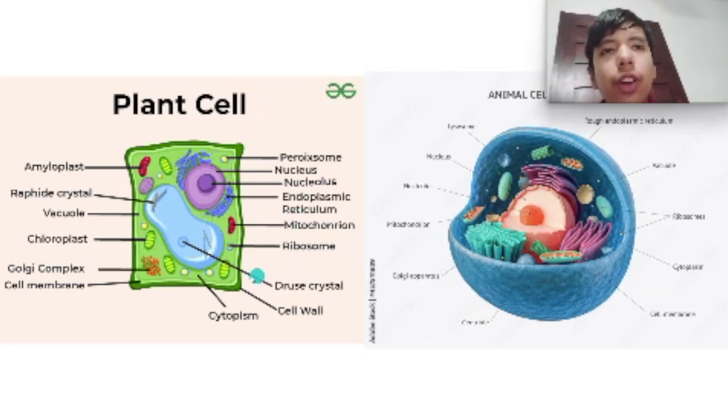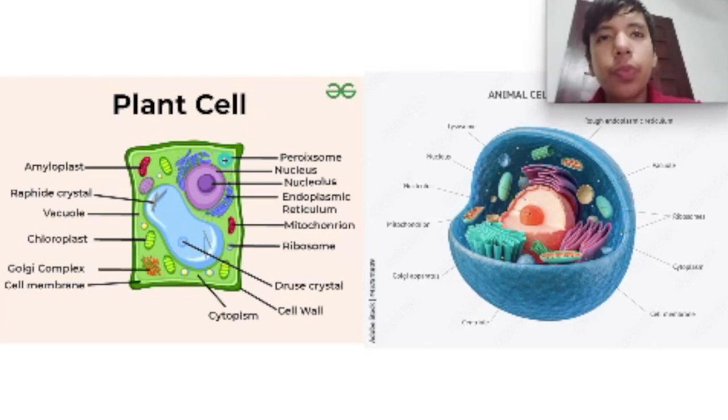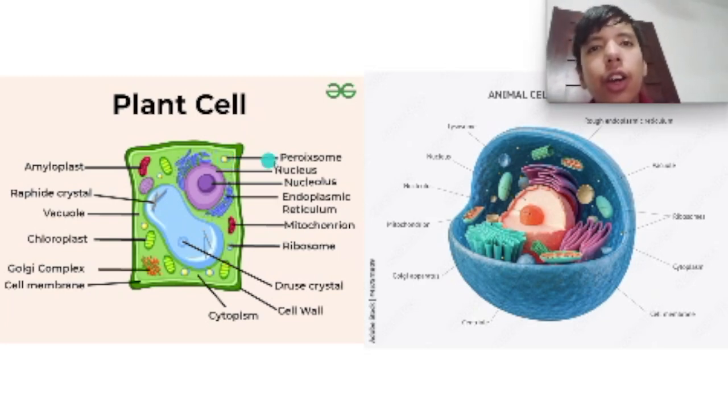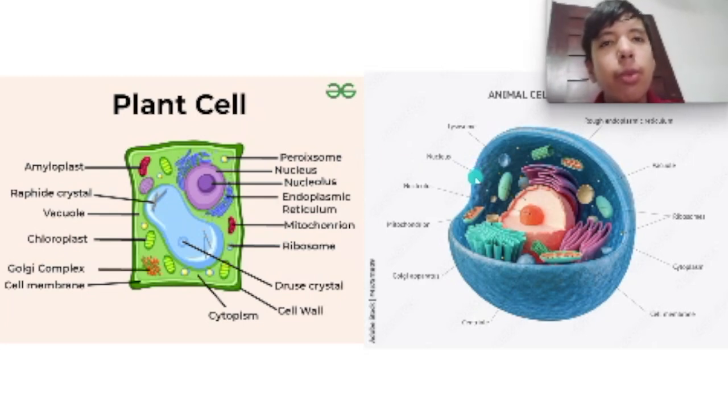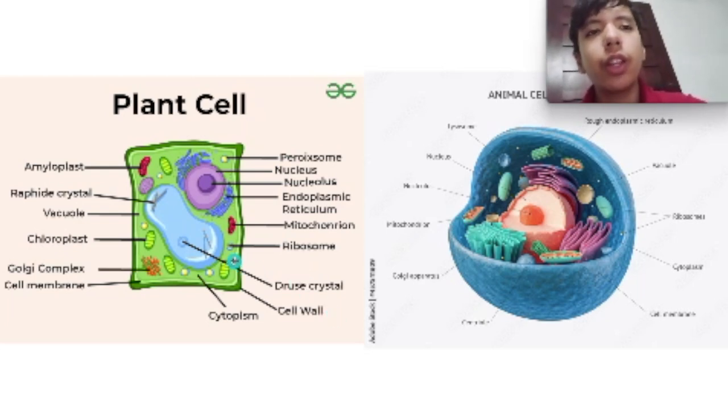Peroxisome inactivates toxins, metabolizes lipids, and protects cells from oxidative molecules. It is present in animal and plant cells. Organelles without membranes. Ribosomes. They are responsible for protein synthesis. It is present in animal and plant cells.